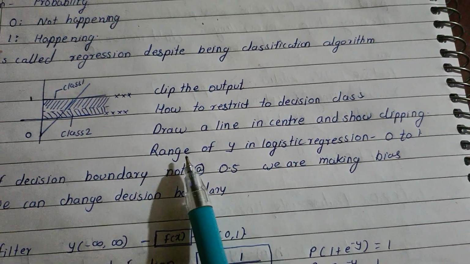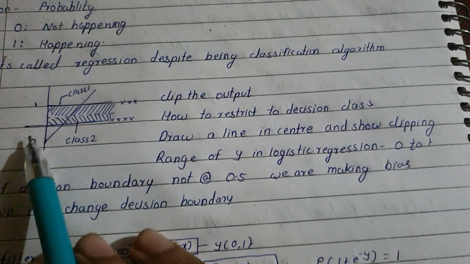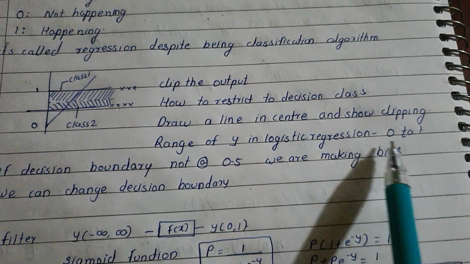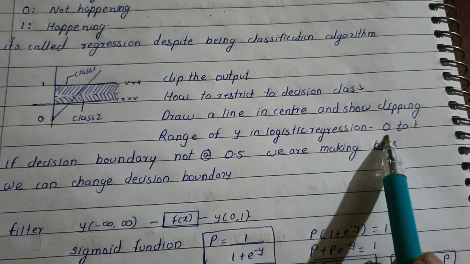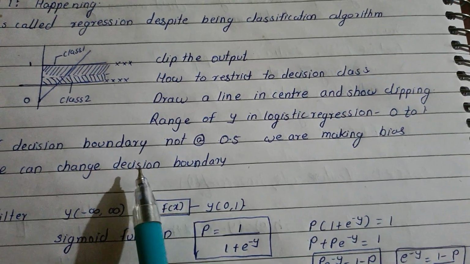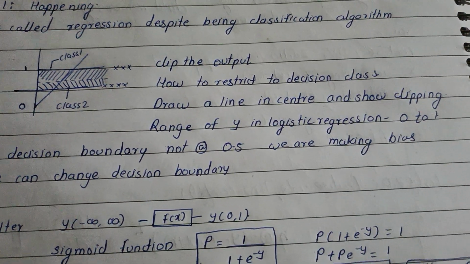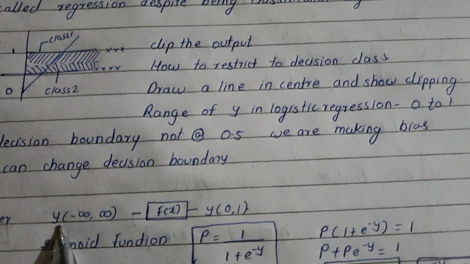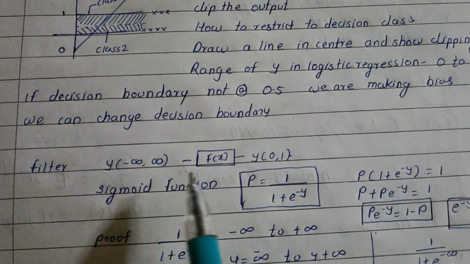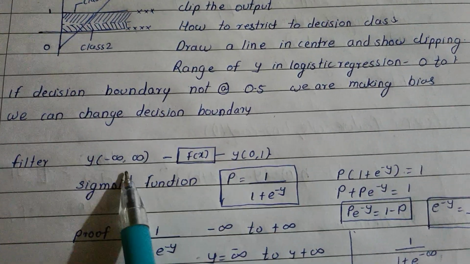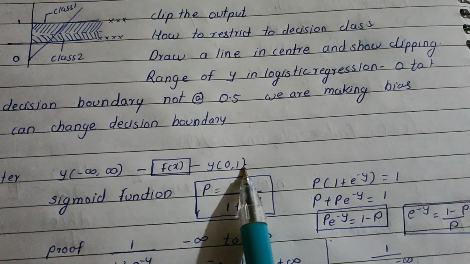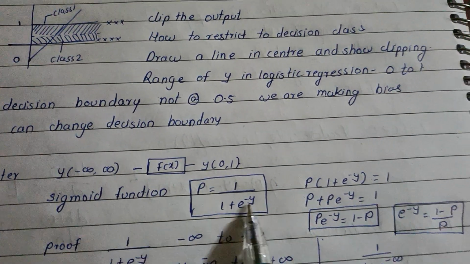Now why are we clipping it? Because the range of y is from minus infinity to plus infinity. By clipping, we have ensured that the range of y is from 0 to 1. So how will we do it? The range of the values of y is always from minus infinity to plus infinity, so we need a function that maps this range of values, from minus infinity to plus infinity, to 0 and 1, and this will be done by our sigmoid function.